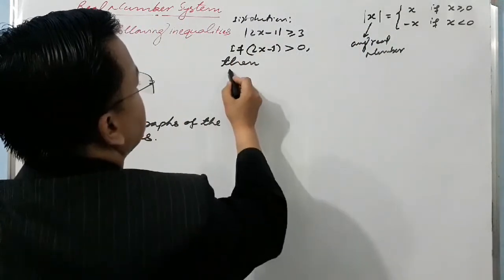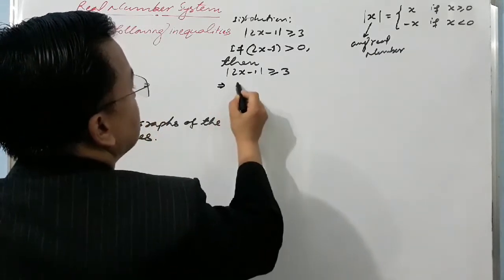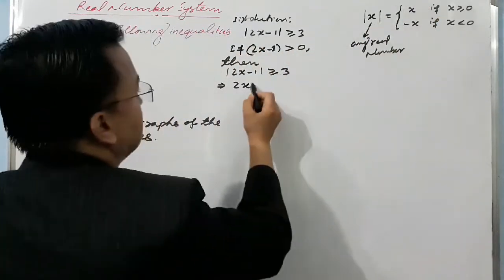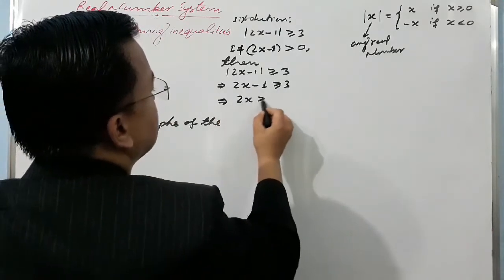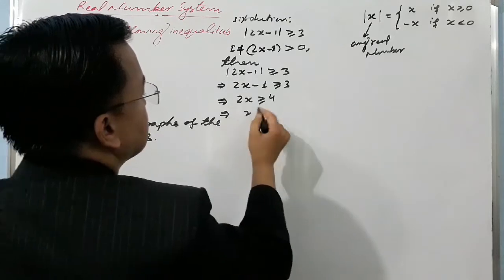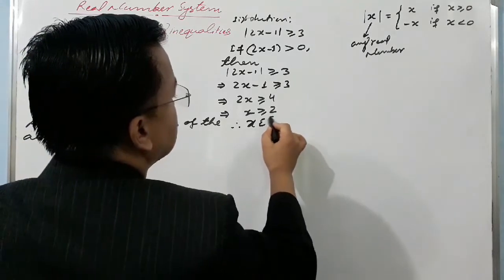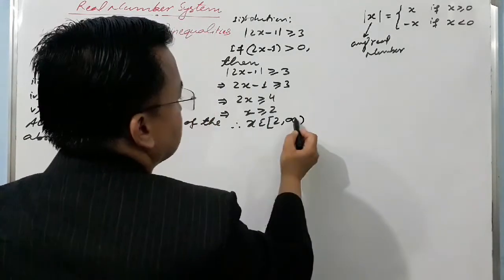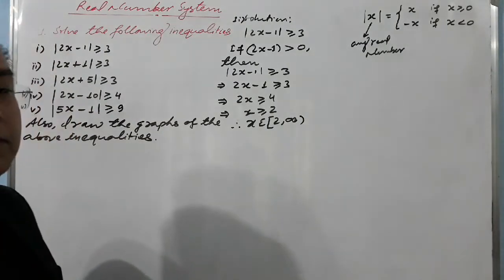So I will write that mod of 2x minus 1 greater than or equal to 3 implies the same thing, using this definition: if greater than 0, then you write 2x minus 1 greater than or equal to 3. Now let's simplify. 2x greater than or equal to 3 plus 1, that is 4, which implies x greater than or equal to 2. Therefore x belongs to 2 to infinity. In this way also you may write it.